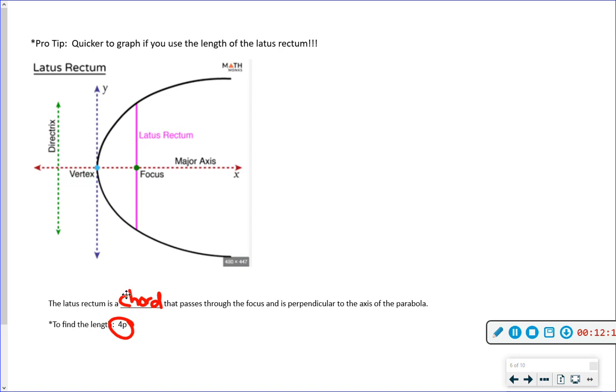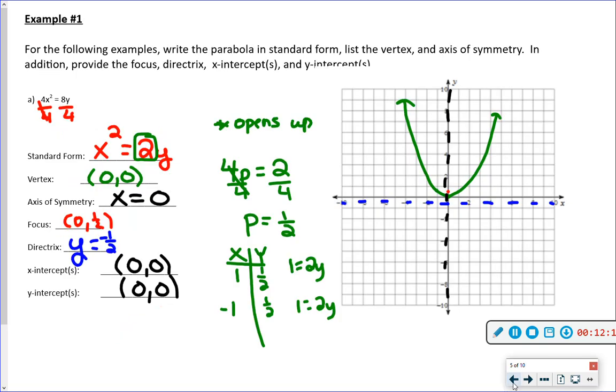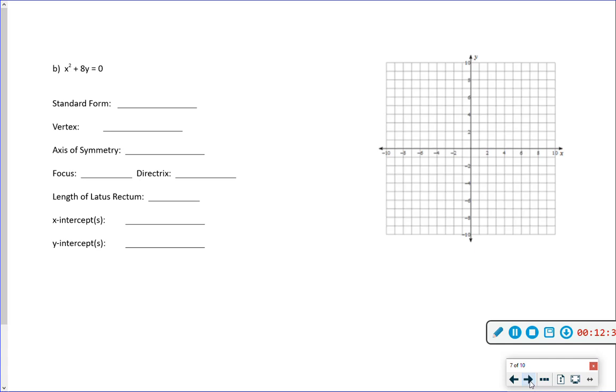So realistically, I'm going to click it back to the last one, I wouldn't have made this stupid T-chart at all. Because I know 4p was 2, so from my focus point, I'm going to go right 1, left 1, so I have a total of 2. Done. I wouldn't have had to bother with my T-chart. So that's how I'm going to draw them in the future. I'm all about less work.